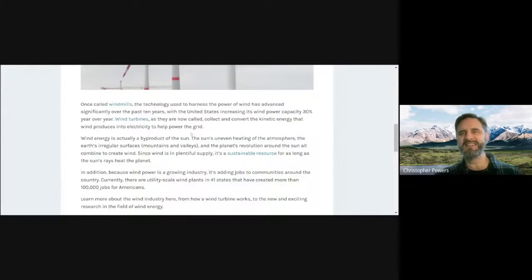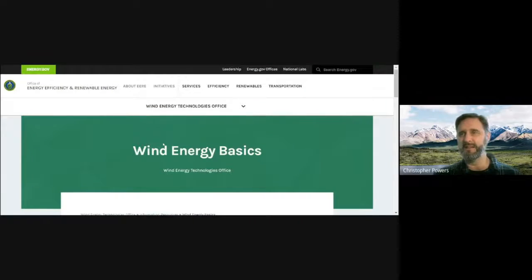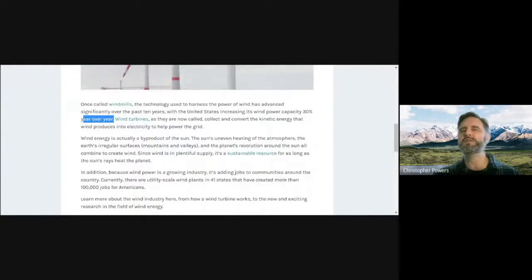Okay, so this technology has been around for a very long time. Don Quixote fought with them. So anyway, they were used to harness power, of course. Over the past 10 years, the United States has been increasing its wind power capacity. It's been 30% more. You have to see the dates on these things, which I can't locate right now, and I won't waste your time doing that. Wind turbines, as they're now called, collect and convert the kinetic energy from wind moving the propellers into electricity to help the power grid.